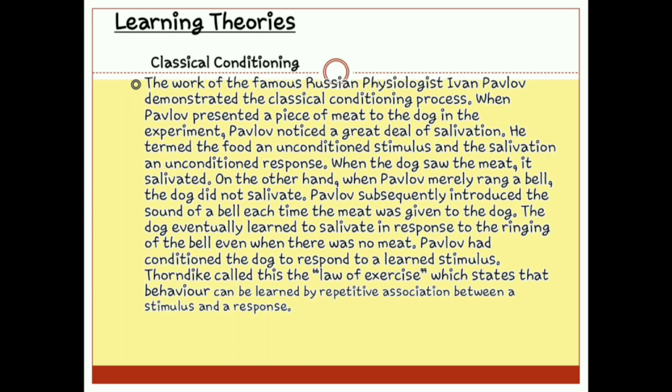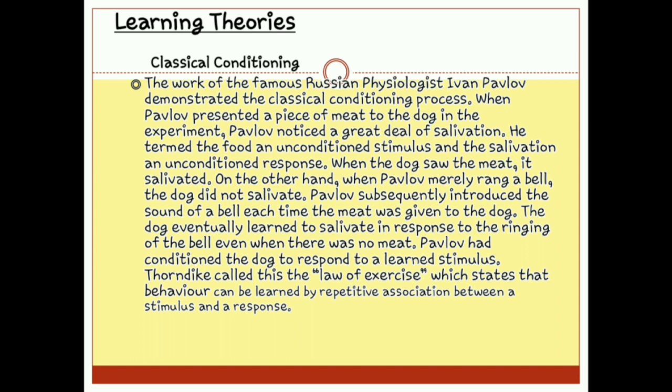When the dog saw the meat, it salivated. When Pavlov merely rang the bell, the dog did not salivate. So Pavlov subsequently introduced the sound of the bell each time the meat was given to the dog. The dog eventually learned to salivate in response to the ringing of the bell, even when there was no meat.